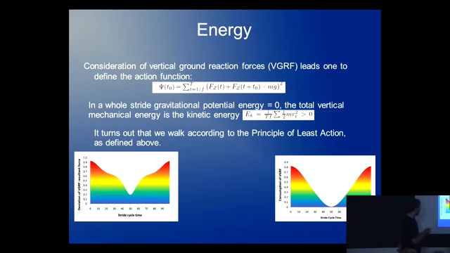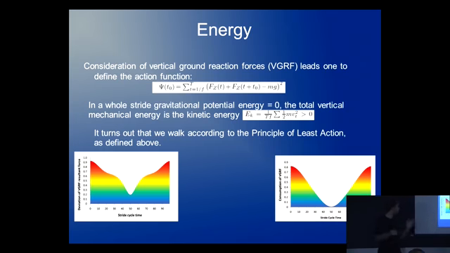So this is a bit of text, but I'll first focus on why we can say that energy is minimized while we walk. Once we consider the so-called vertical ground reaction forces when we walk, it allows you to define an action function. If you want, I can explain what this actually means later on, in the question session. Once you have that, it allows us to draw a graph of the deviation of the ground reaction forces during a single stride cycle.